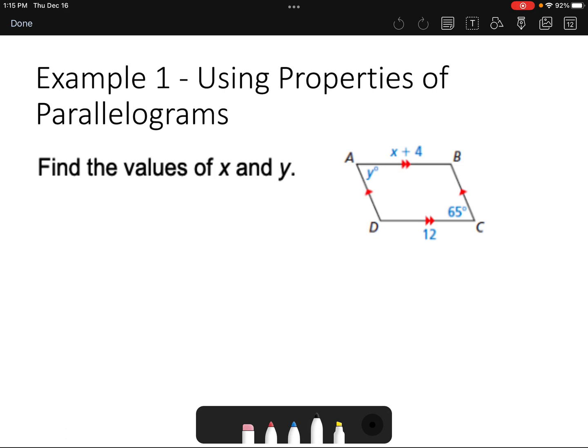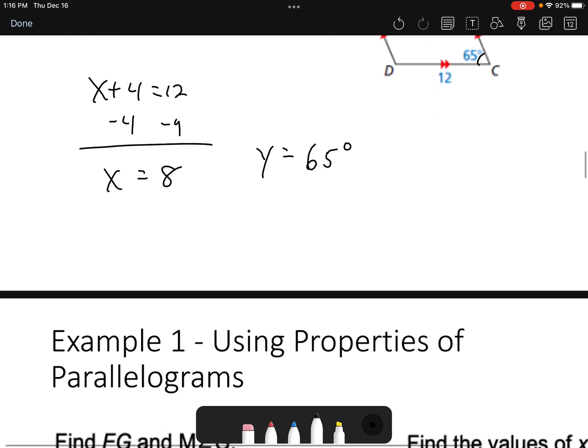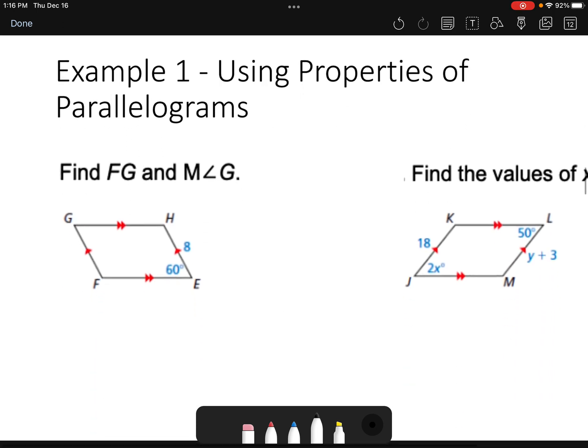Find X and Y. Well, what is AB? It is the same length as CD, right? So it's 12. So if we're going to find X, we know that X plus 4 equals 12. Subtract 4. X is 8. Now we also know that opposite angles are congruent, so then obviously Y must be 65 degrees. And that's how we could apply those two theorems.